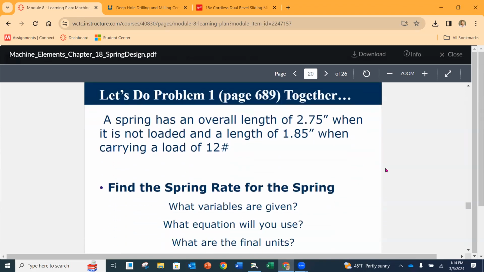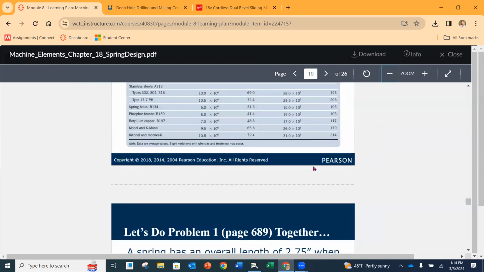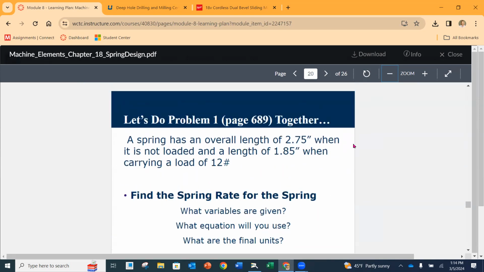Okay, so let's do a problem. You've been listening to all these terms and looking at equations and charts, but how are we going to put this into practice? So what I want to do is a couple of problems that are going to mimic some of the homework that you're going to have assigned and get us used to using some of these variables. The first problem we're going to do is actually on page 689. So we're going to skip to the end of the chapter and look at an example problem, and this is going to be one of your assigned practice problems.